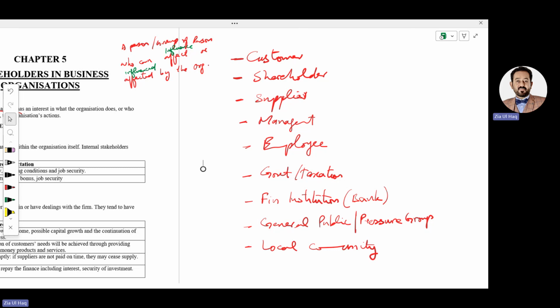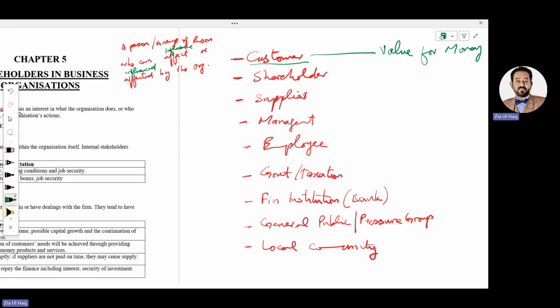What does the customer want from the business? High quality, low cost product. Our customer wants value for money. Whatever money I'm spending, give me that value, that quality. If I'm paying you high money, give me high quality. If I'm paying you low money, okay, that's fine, give me low quality. High quality, low cost.